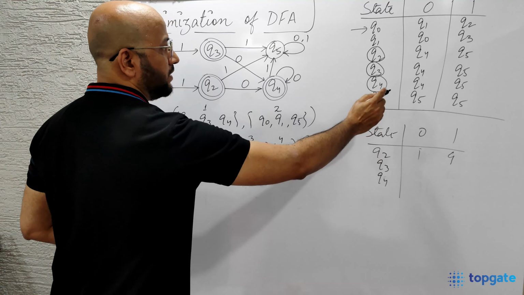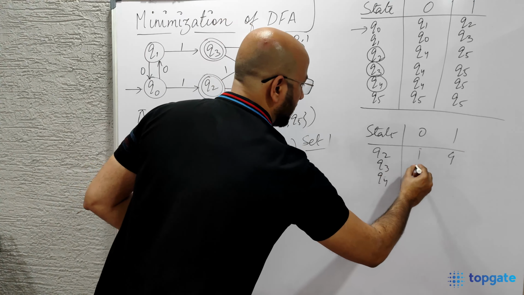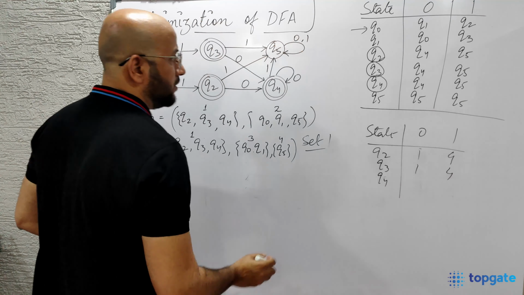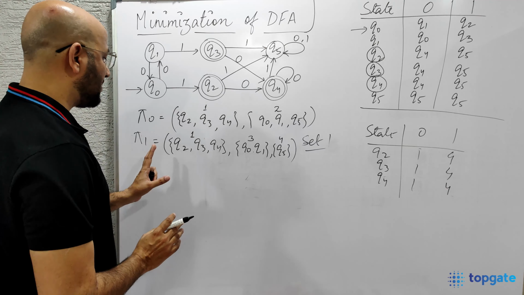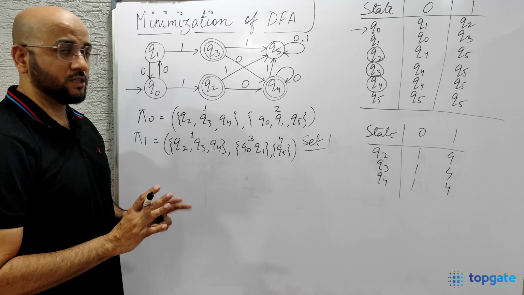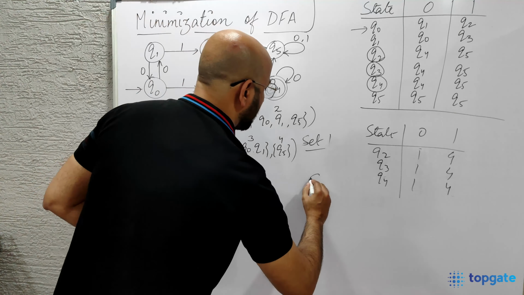Now Q3 again, Q4 and Q5. So Q4 is set number 1 and Q5 is set number 4. Similarly for Q4, Q4 and Q5, Q4 is 1, Q5 is 4. So again it is similar, therefore set number 1 need not be split. Clear? So now I'll move on to set number 3.